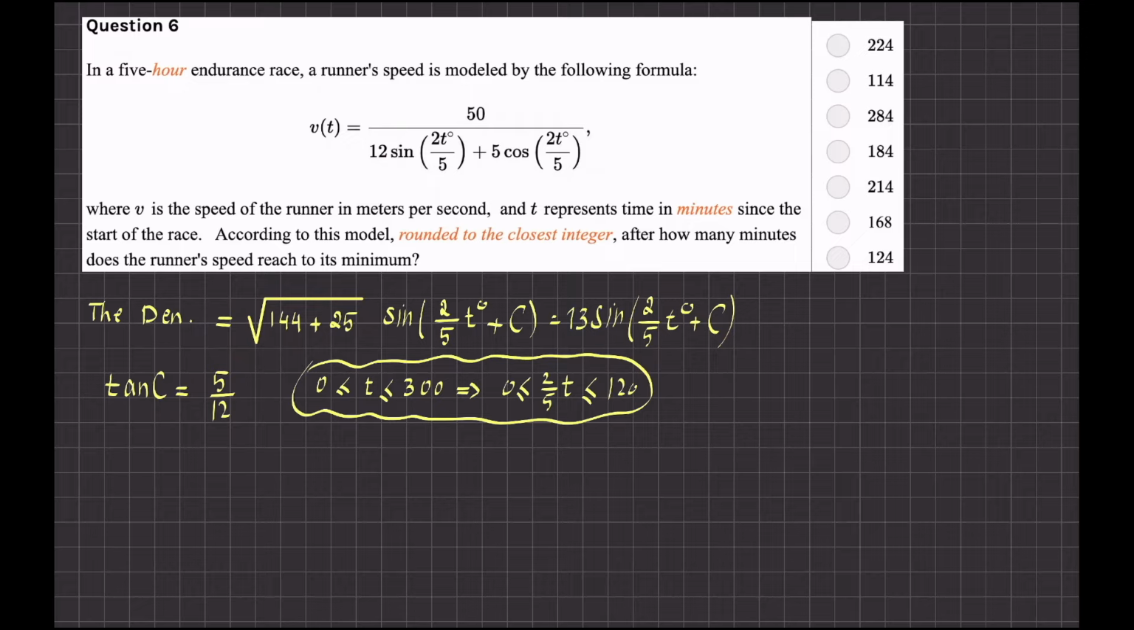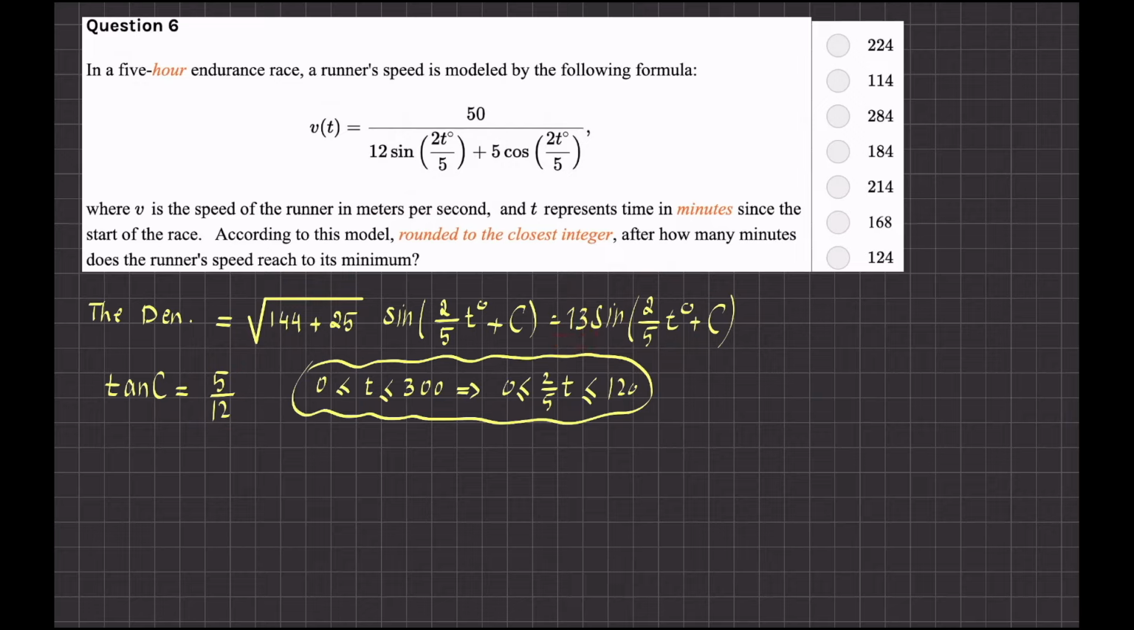Okay, so now we understand that the denominator within this range is positive. The numerator is also positive. You want to minimize your quantity, so it means that I have to maximize the denominator because the numerator is fixed. To maximize the denominator, I have to make this one equal to 1. Yes, because the maximum value of the denominator is 13, and it occurs when this expression is 1.